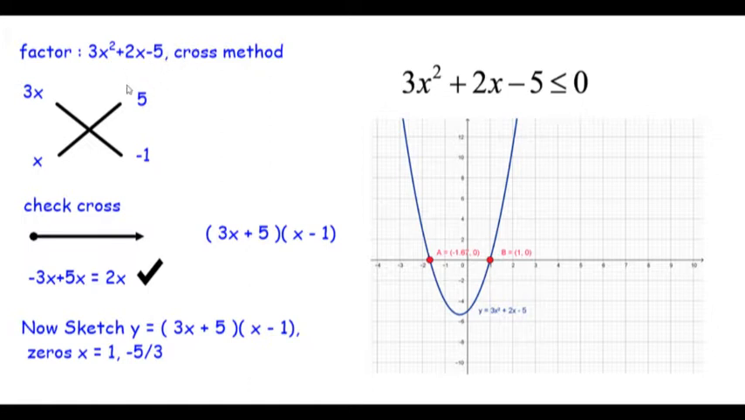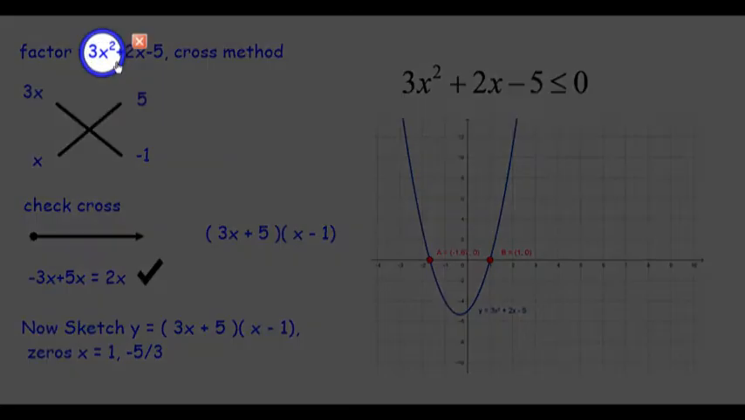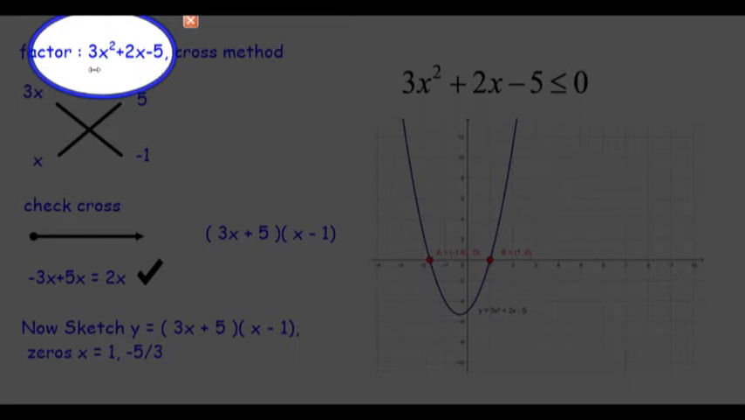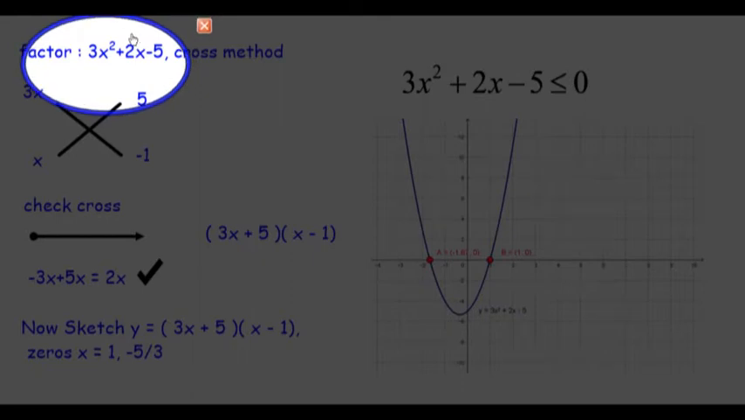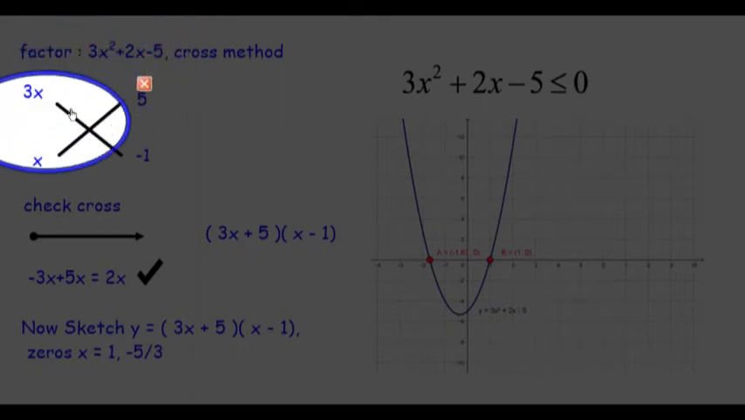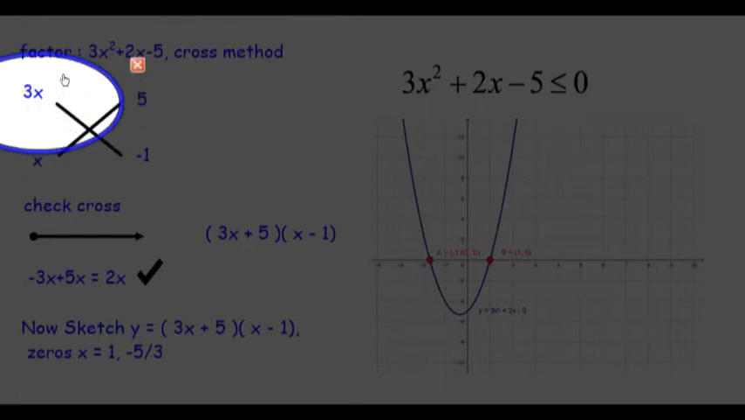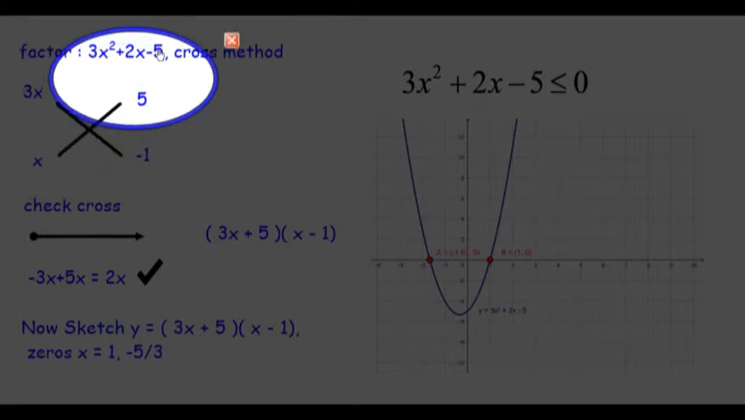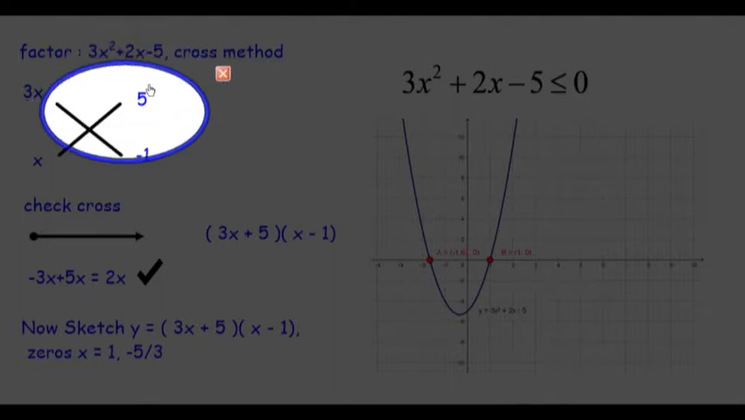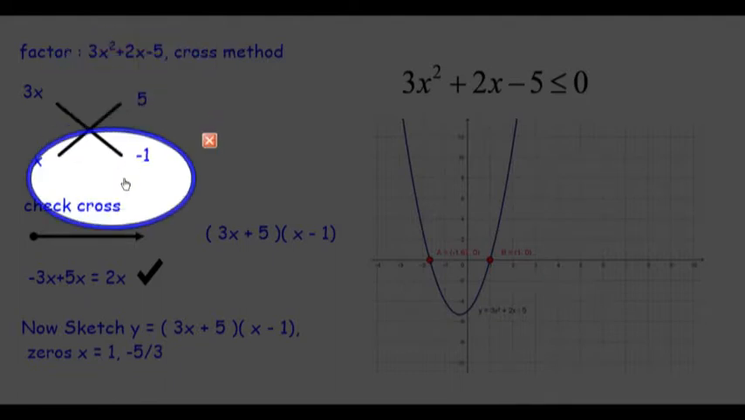If you have never used the cross method before, you look at the 3x squared and also the negative 5, and you look at the factors of 3x squared and put them down on the cross. So you first of all draw the cross, and you put the factors of 3x squared down here, 3x and x, and you look at the negative 5 and put the factors down here, 5 and negative 1, and you check the cross.